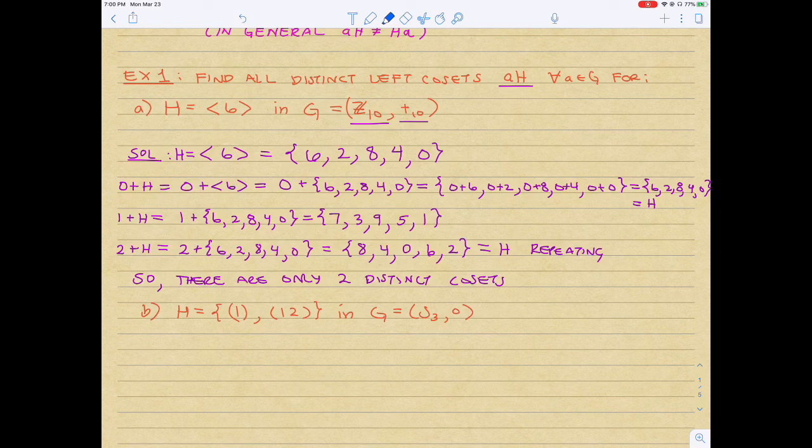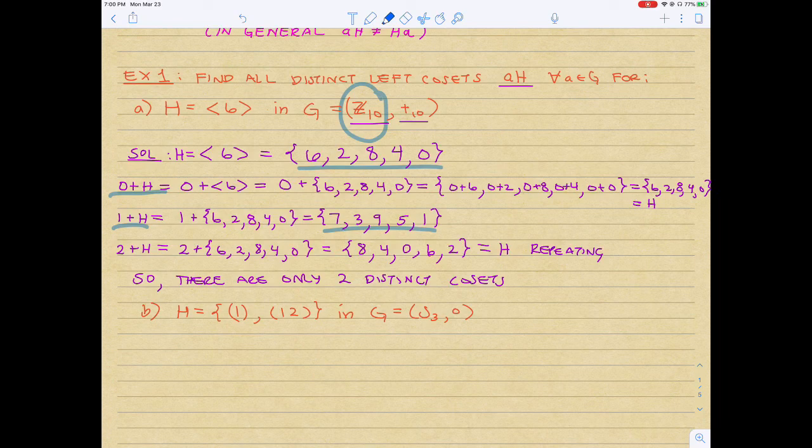really, remember what group you're in. We're in Z10, right? So what's the cardinality of that? It's 10. So once we realize that 0 plus H already has 5 elements out of our 10, and then 1 plus H gave us the remaining 5, right? So we really could have stopped there.